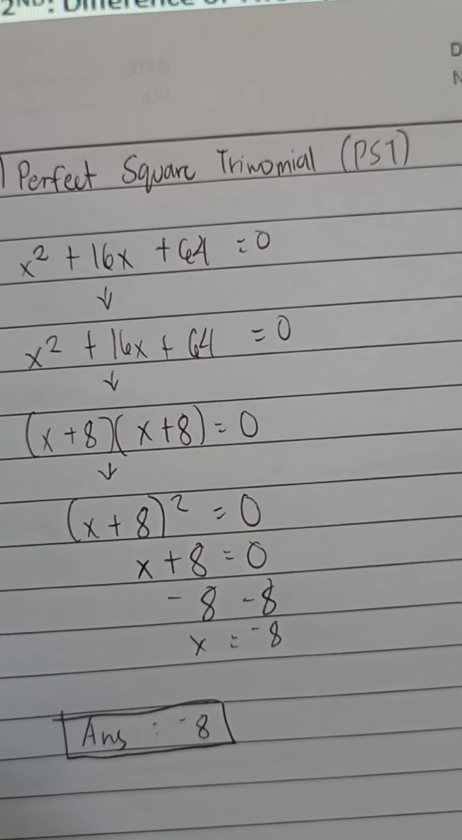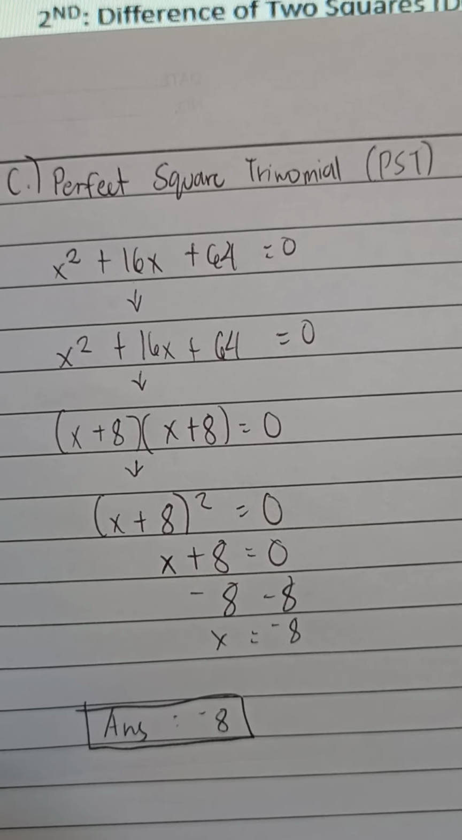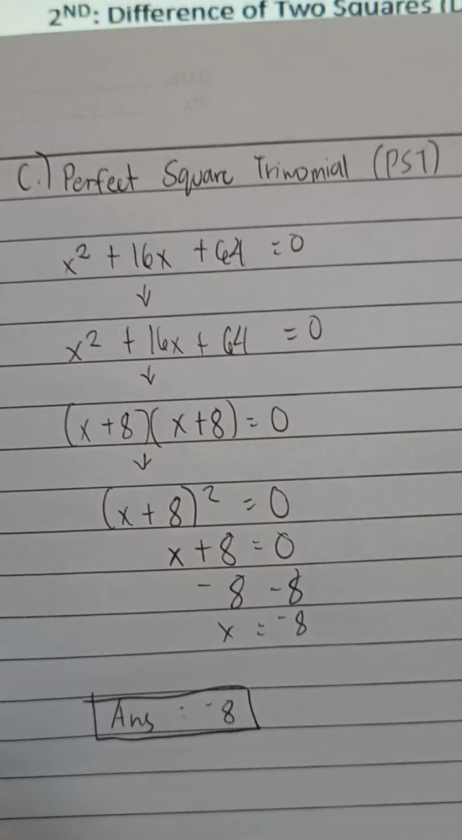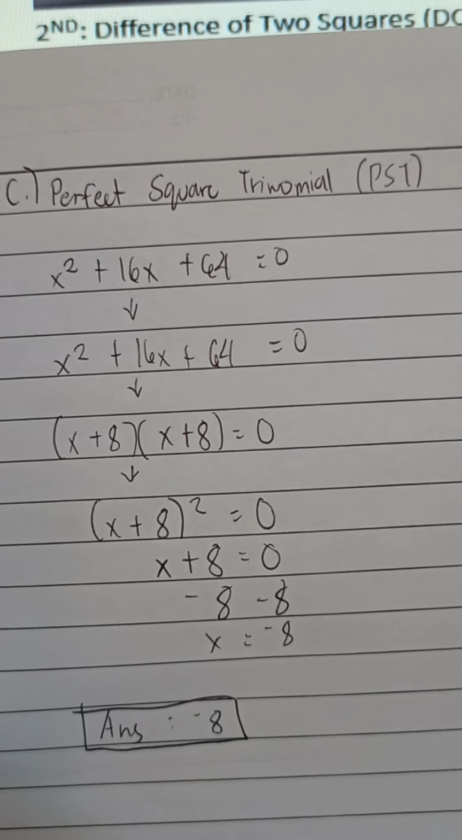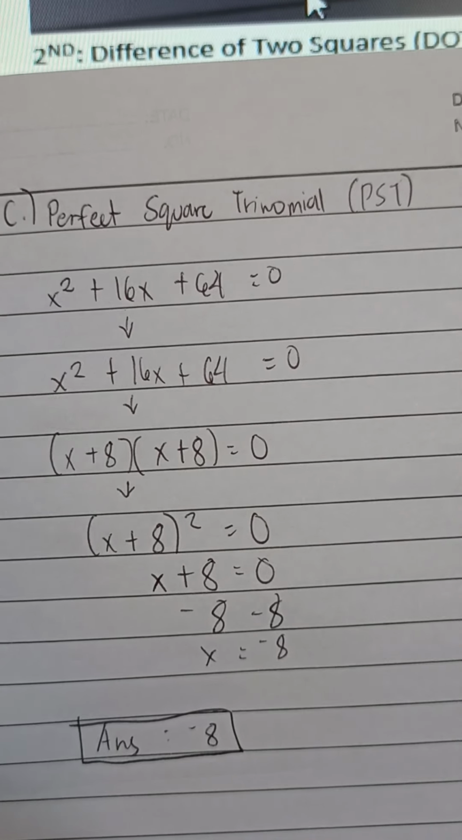So we have here x plus 8 equals 0. In order to cancel out the positive 8 on the left side, we should add the opposite number, which is negative 8. So the final answer will be x equals negative 8.